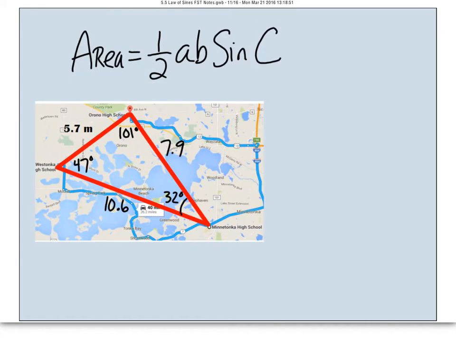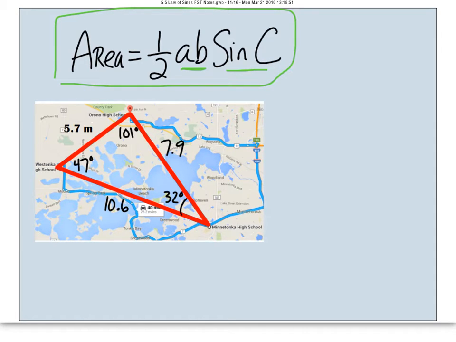So I want us to look at this example again, but this time we're going to use this formula right here. The area is equal to 1/2 AB, so that's similar to base times height, but what we're going to do is multiply by the sine of C. And let me show you how this formula works. Notice these are sides A and B. This is the angle related to the side I didn't use.